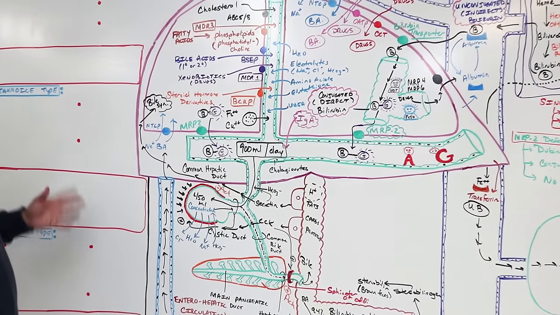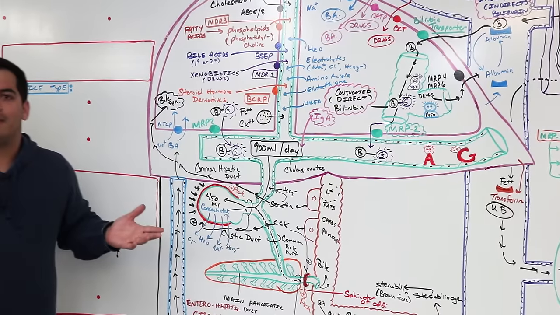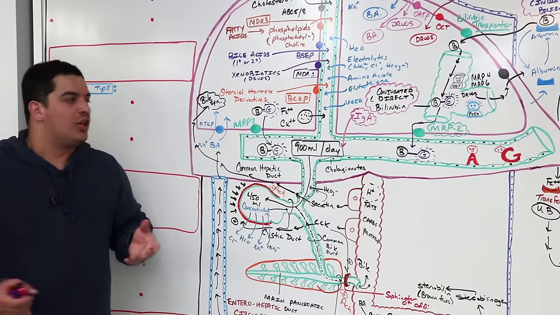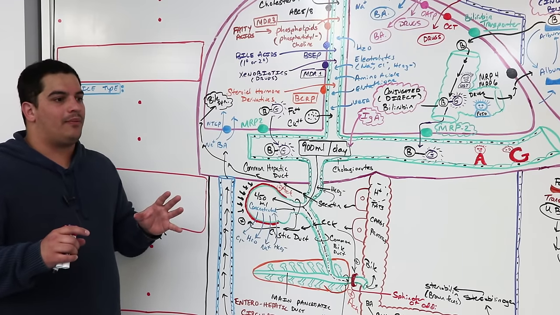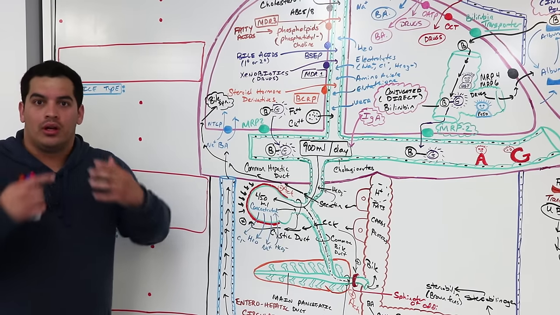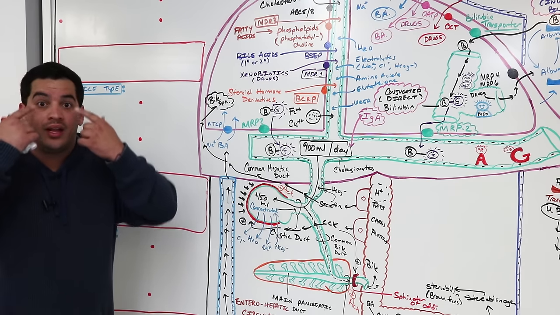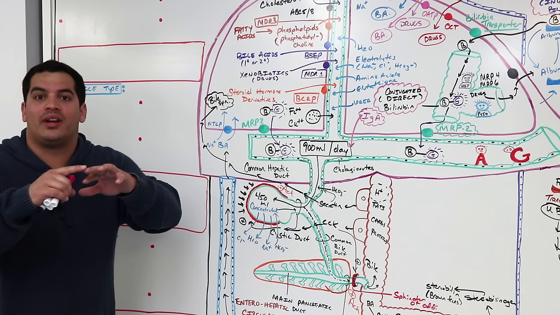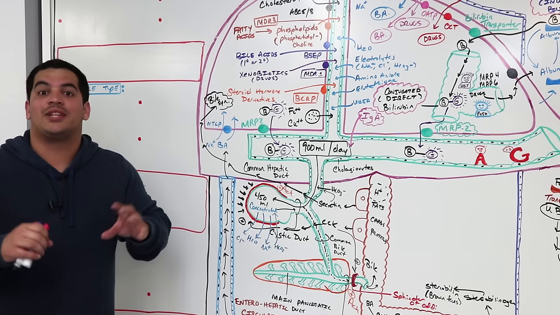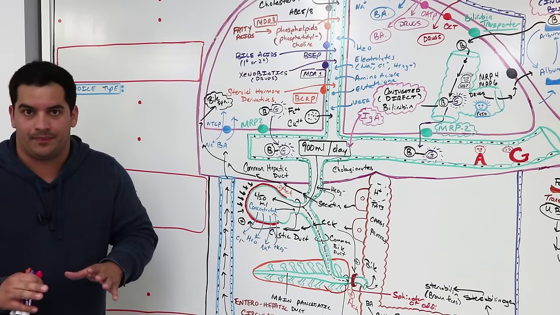Now, before we actually do that, shame on me, what is jaundice? How would you define jaundice? Jaundice is basically when there is an abnormal pigmentation or hue of the skin, okay, the sclera, and maybe even a little bit of the nail beds. That is what we define as jaundice, all right?